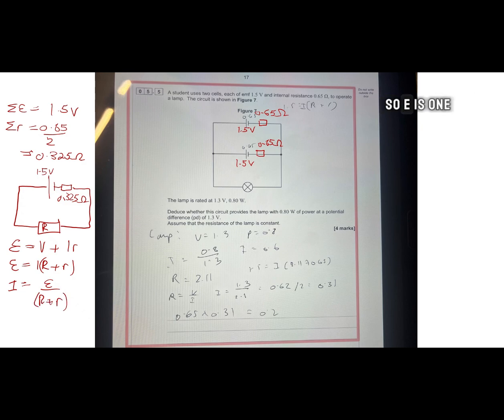Okay, so E is 1.5, and then big R, we've got to work out now, haven't we? You've got an R because you've got the power and you've got the voltage. So the question is, what formula connects them with resistance? So power equals V squared over R. Okay, so we can now work out the resistance of this bulb. So in this case, 1.3 squared over 0.8. So if you put that in, you get about 2.11 ohms.